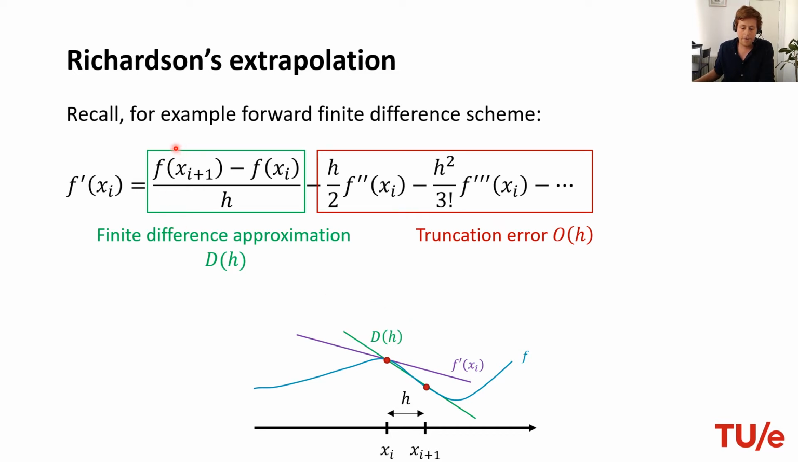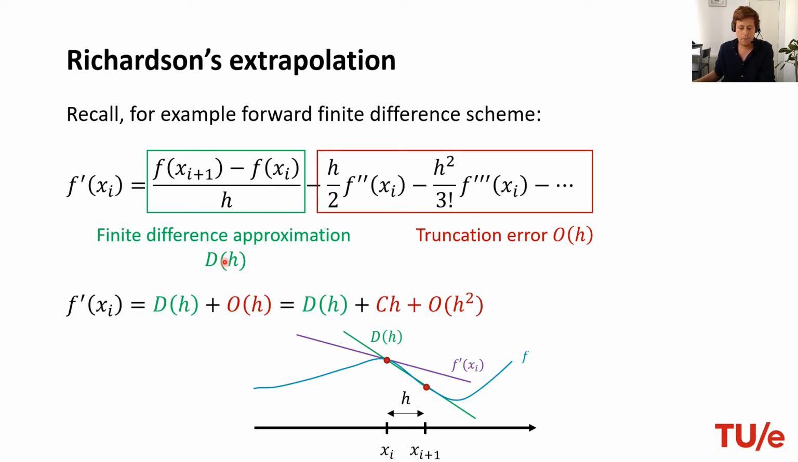So we have our finite difference approximation, which is a function of h. We can vary h. h is a user-defined input parameter, let's say. And we have the truncation error, where the leading order term is expected to be the largest. If h is small, h squared over 3 factorial is very small. So h over 2 is expected to be relatively large. So the leading order term here is proportional to h, and we say the truncation error is of order h as well.